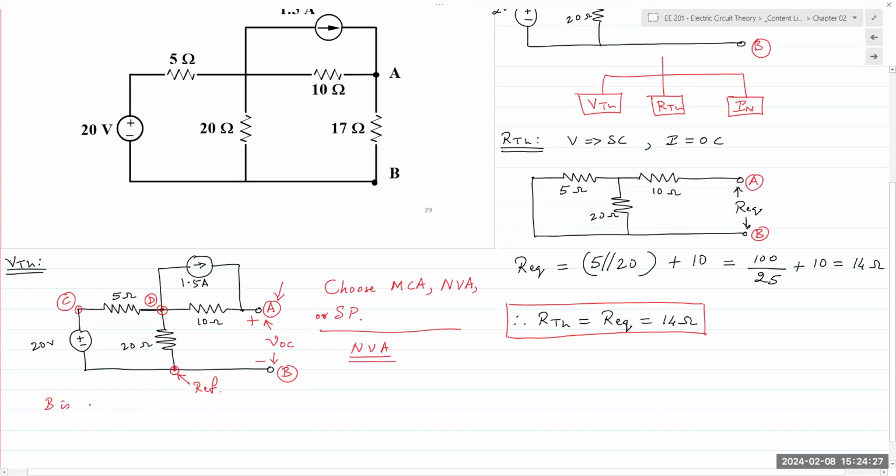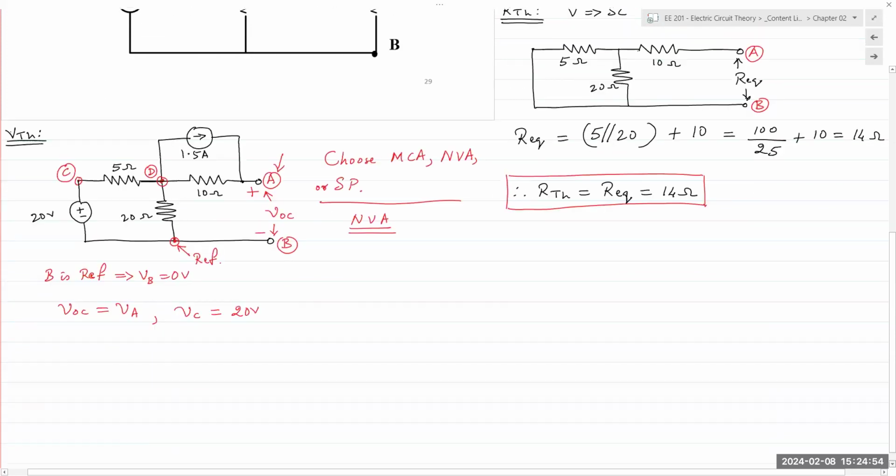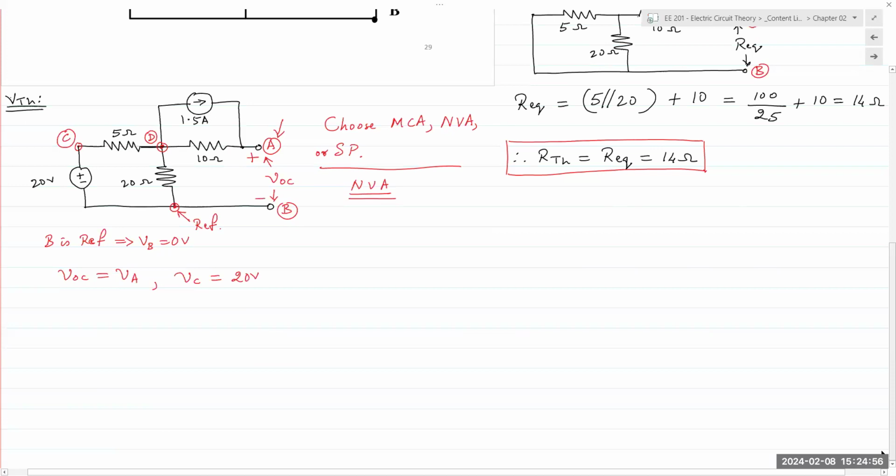B is the reference, or I chose B as reference. So VB is equal to 0 volts. And from there, it follows my open circuit voltage VOC is equal to VA. And then it also follows that VC is equal to 20 volts, because the 20 volt source is connected between C and B. All right, so VC is 20 volts.